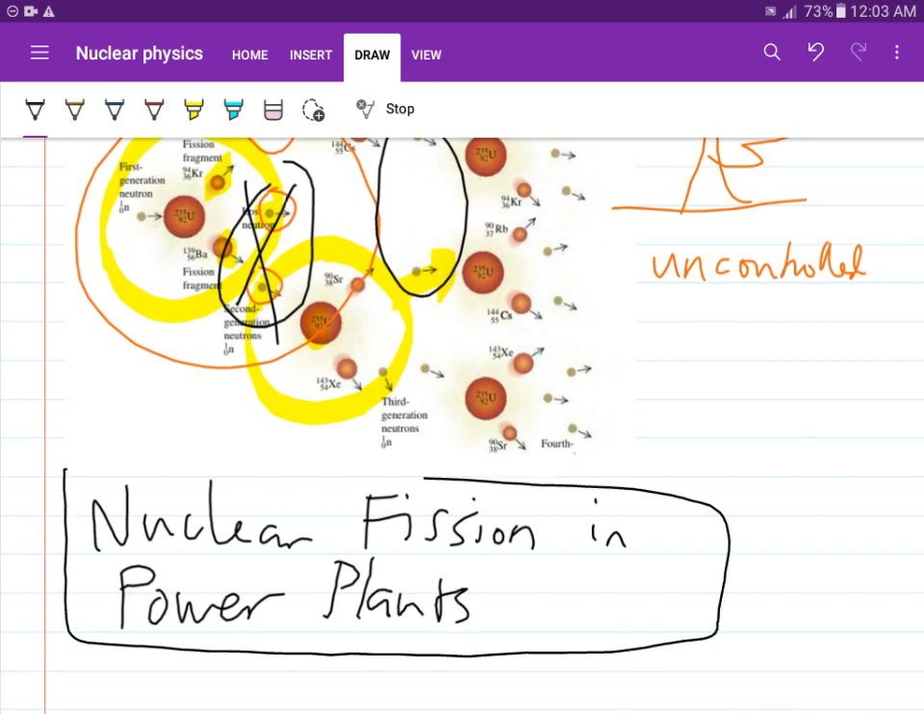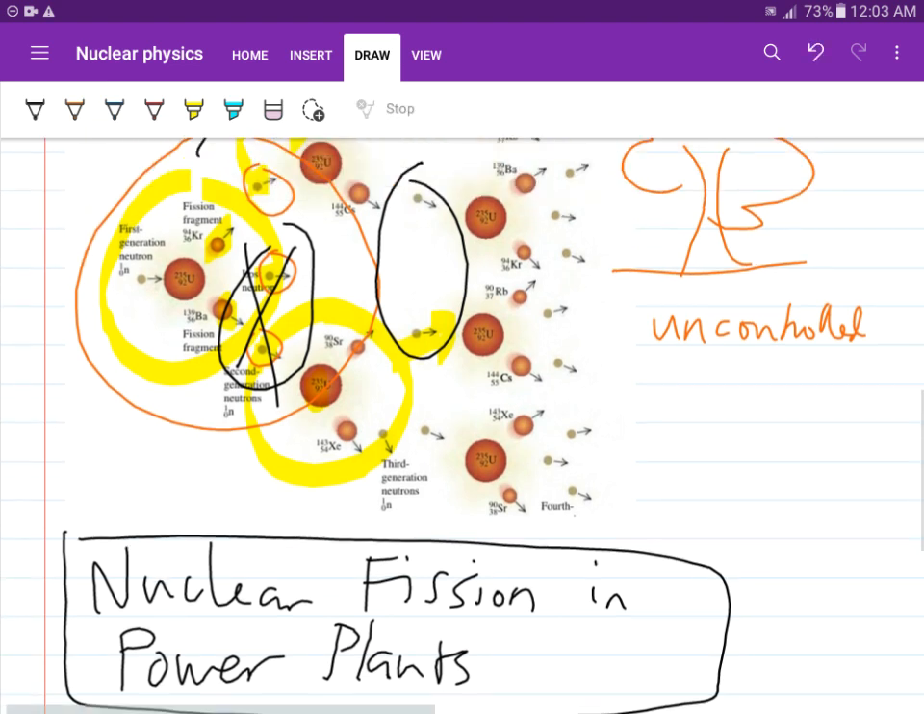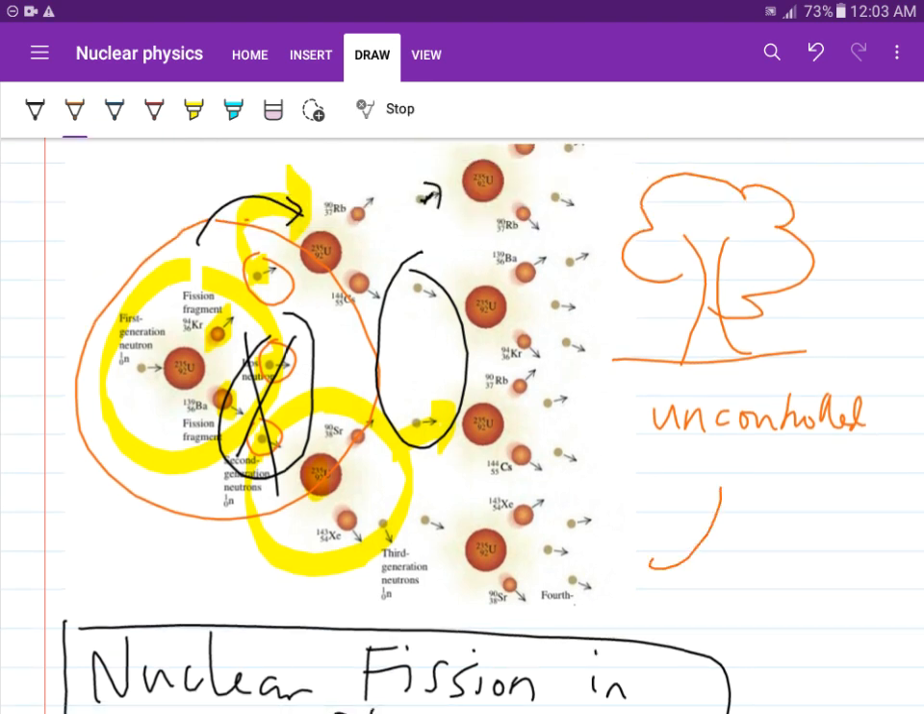So they don't want to release all of the energy, or they don't want to consume all of the uranium nuclei in just one reaction. So this is a slower process compared to the release of energy in an atomic bomb.